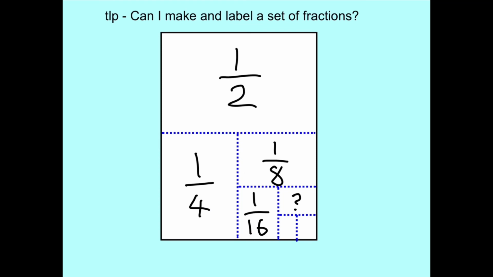Your TRP is, can I make and label a set of fractions? So follow the instructions that I just did. Find a piece of paper, fold it, and then cut them out and line them up just like I did. And the little tiny one that I made at the end, this one here, I actually made by cutting that one in half. So you can make smaller ones, but it's really hard to work out what fraction they would be. You get into some very big numbers very quickly. So good luck with those.